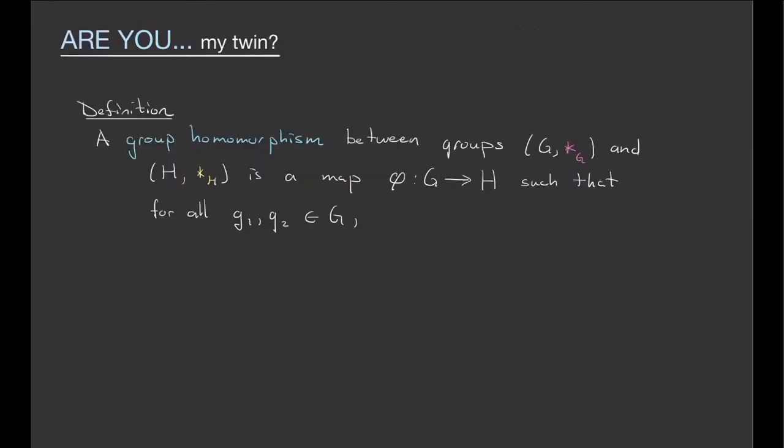A group homomorphism between two groups, let's say G with composition star G and H with composition star H, is a map or a function. Function meaning exactly the same thing as a map. It's a function or map phi from G to H such that no matter what two elements of G that you have, when you take the composition first in G, then apply phi, it's the same as if you applied phi first to each element individually and then used the composition of H. We'll explore this diagrammatically in a second, but this is something known as structure preserving.